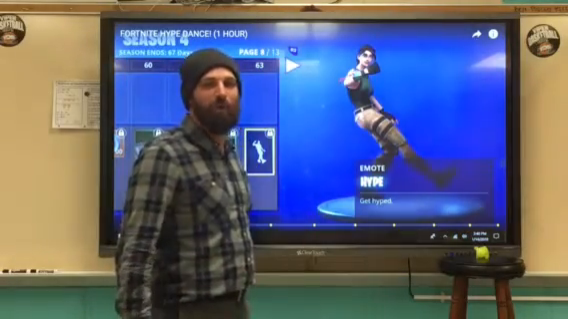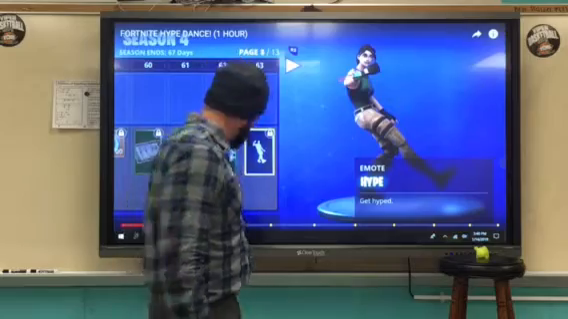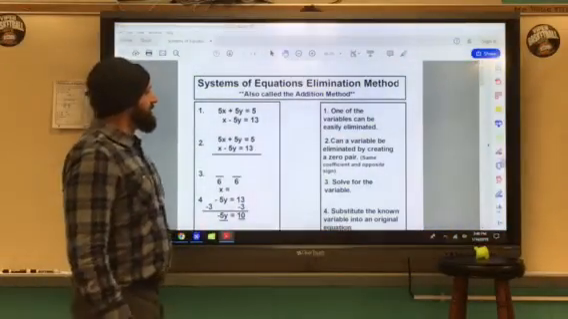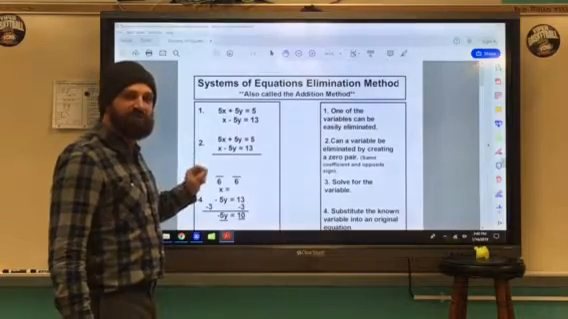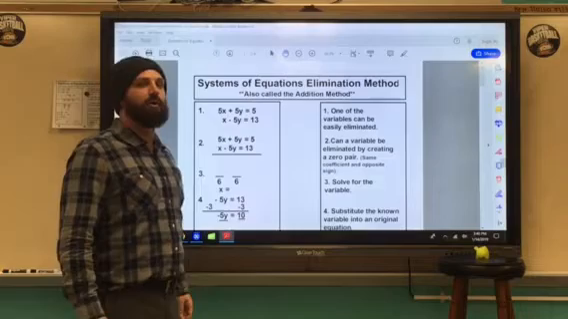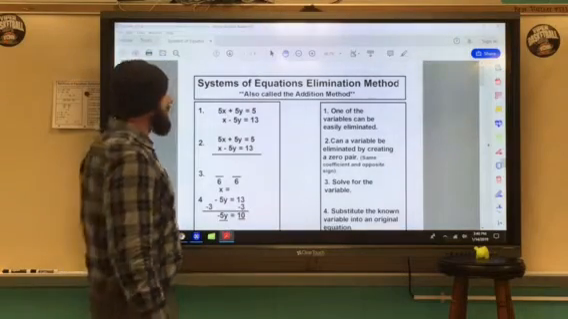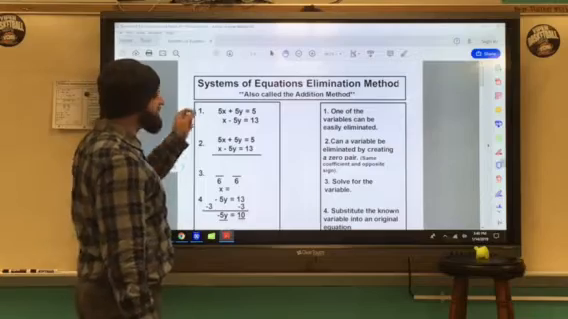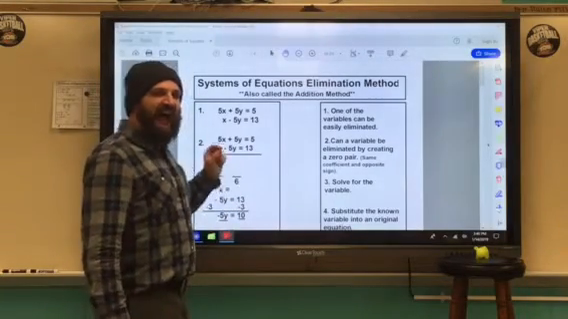So let's go to the board to check out our first example. What you'll notice first is that neither equation is written in slope-intercept form. And so what we're going to do is take the two equations and add them together.